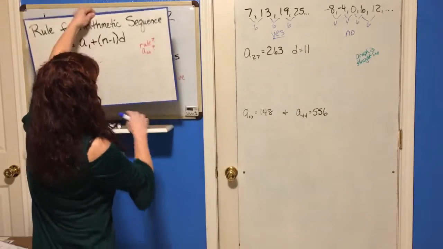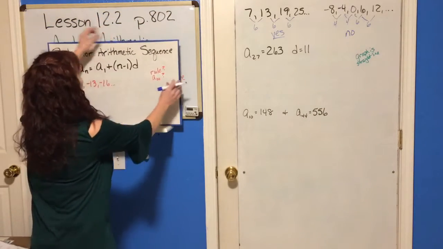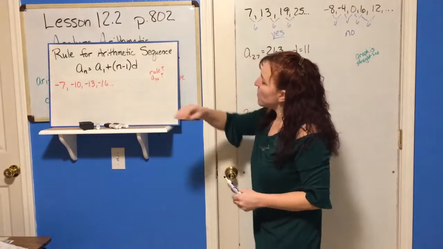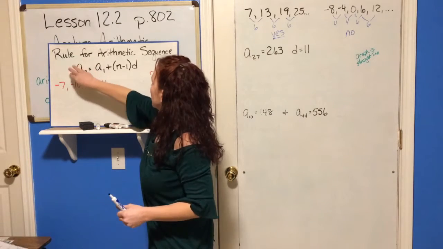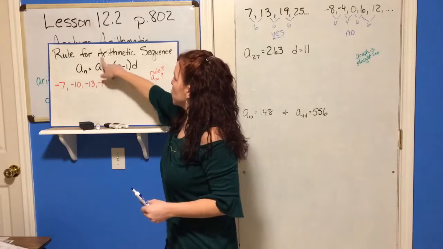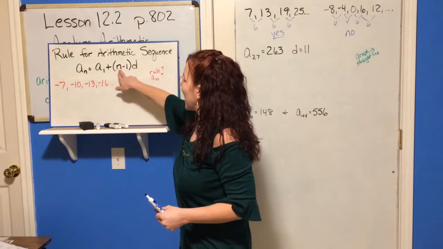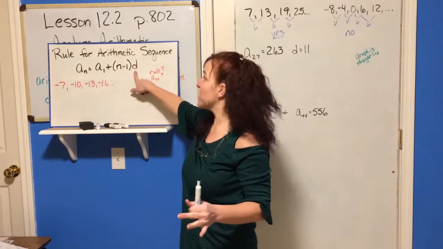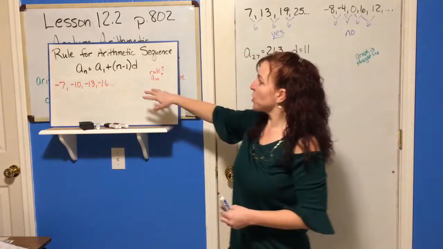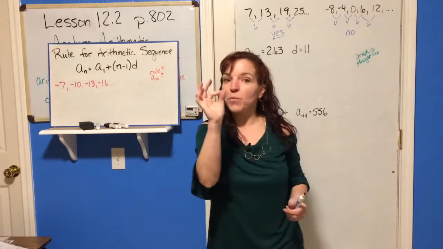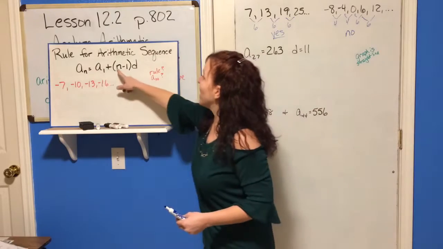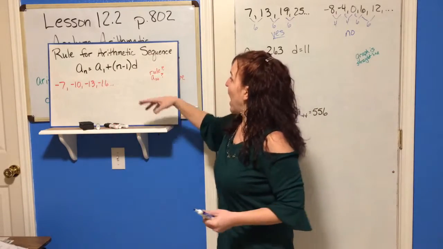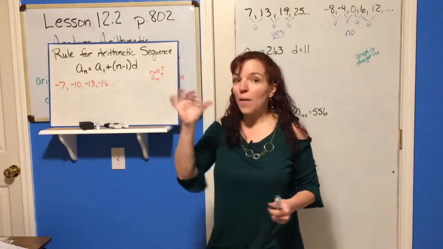Now, there is actually a formula, a rule for arithmetic sequences. And that is A sub n, the sequence, equals the first term plus n minus 1 times the constant difference. So that's where those numbers are coming from. A sub 1 is your first number in your sequence. N is how many numbers you're talking about, where's the ending. And D is your common difference.